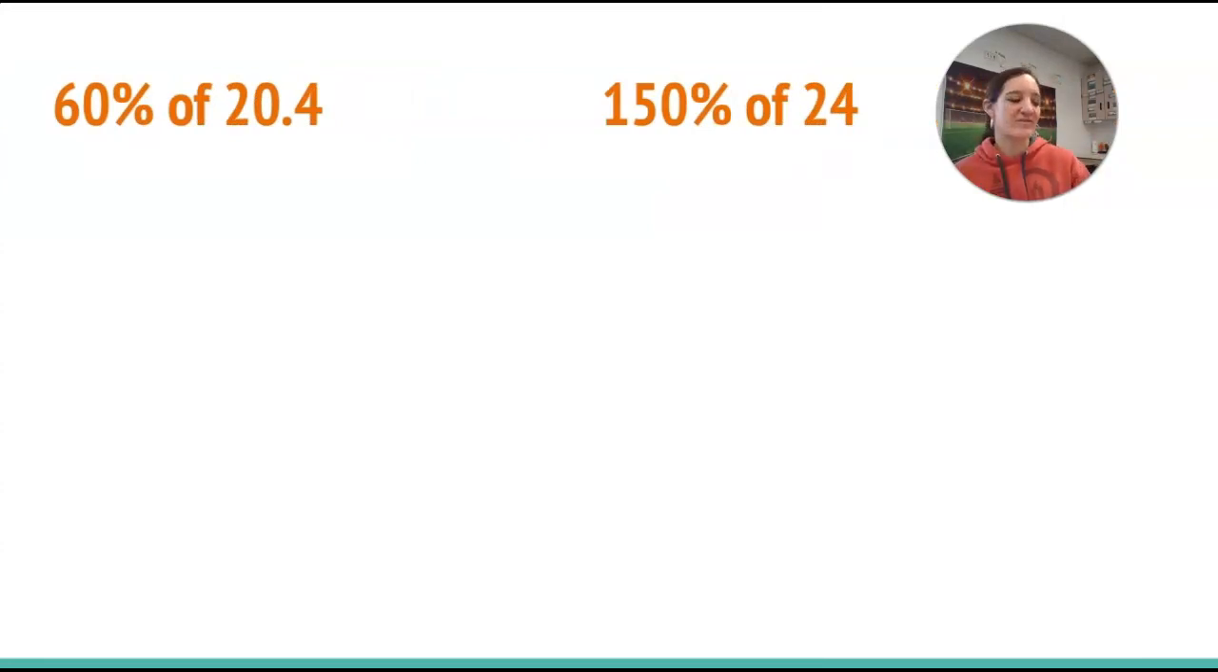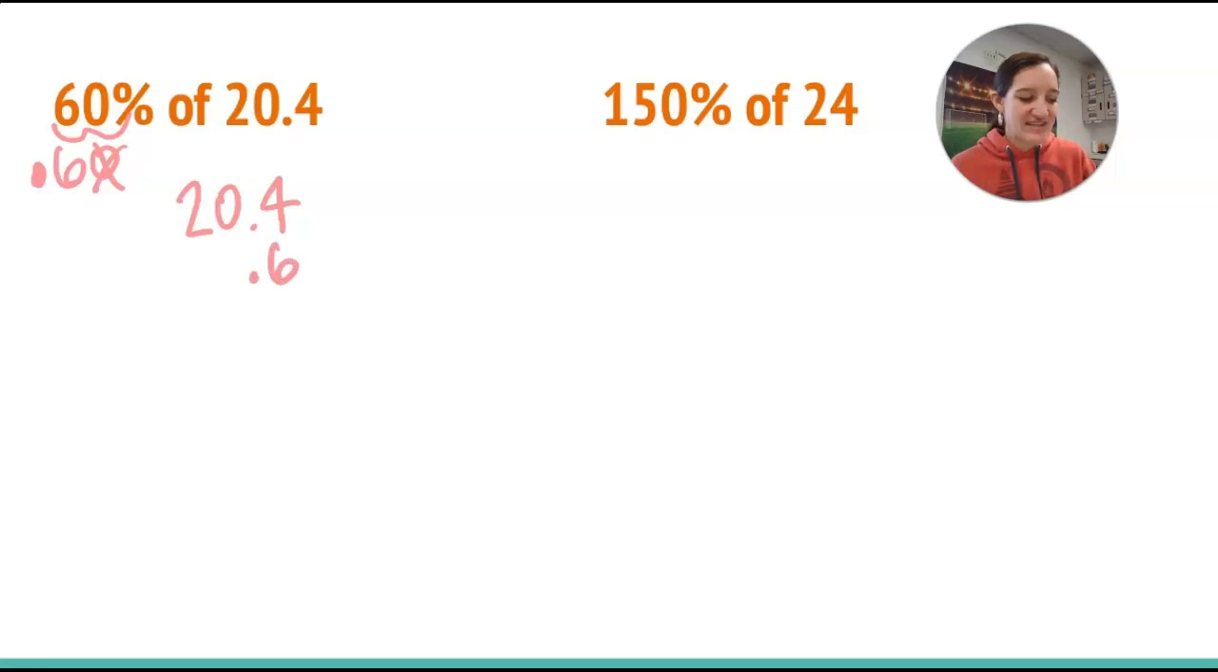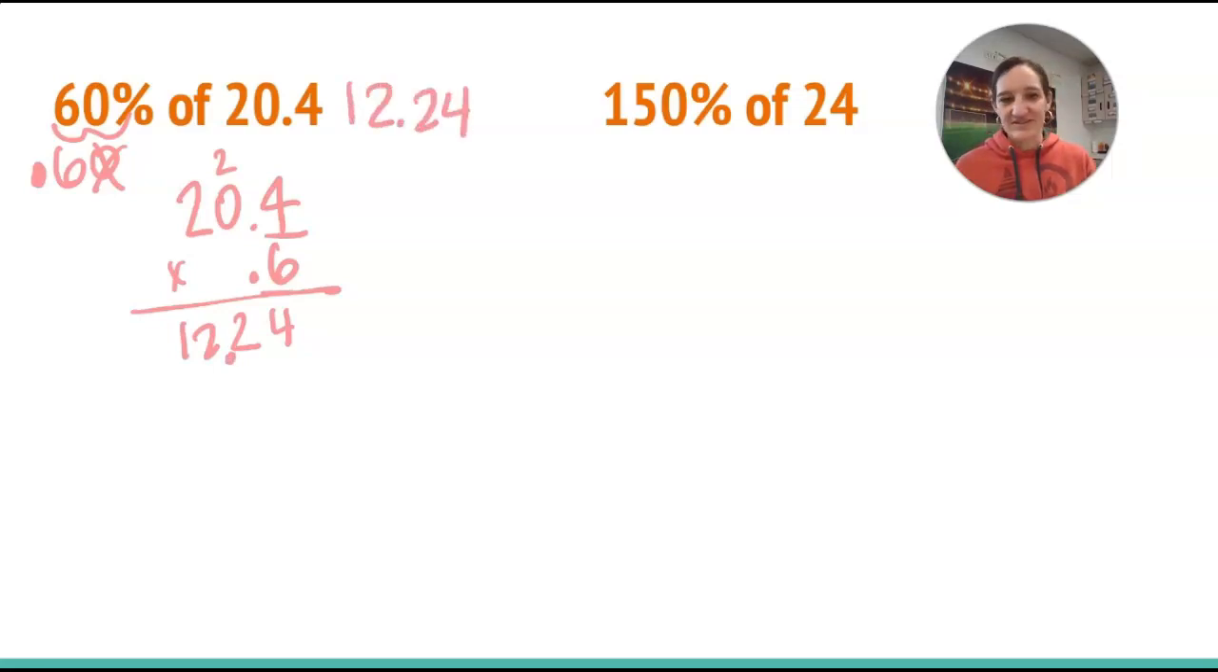60% of 20.4. How do we change that 60% to a decimal? We make it 0.60. We really don't need that 0, do we? It doesn't change anything. 60 hundredths is the same as 6 tenths. So let's just solve this as 0.6. That makes it a lot easier. 0 plus 2 is 2. 12. Then let's make sure we scoop twice. So we get 12 and 24 hundredths.